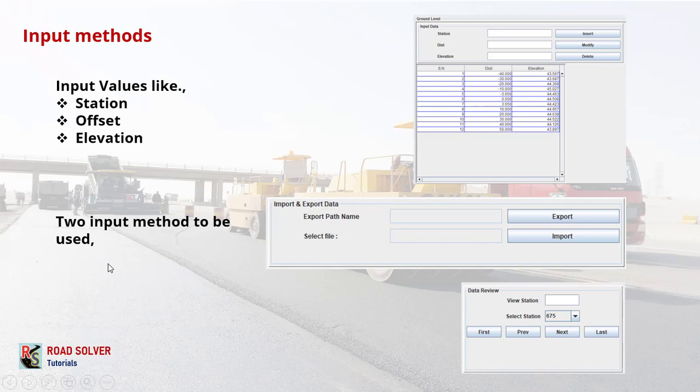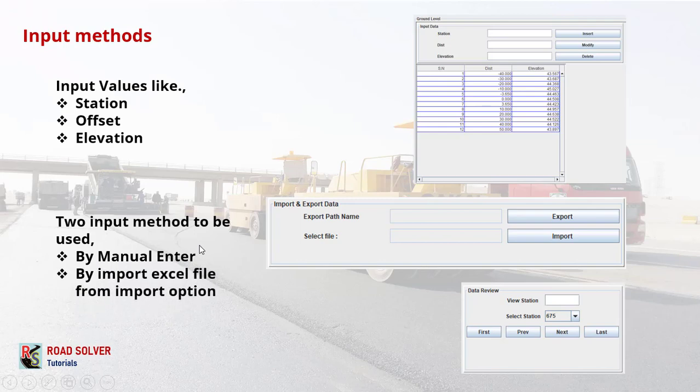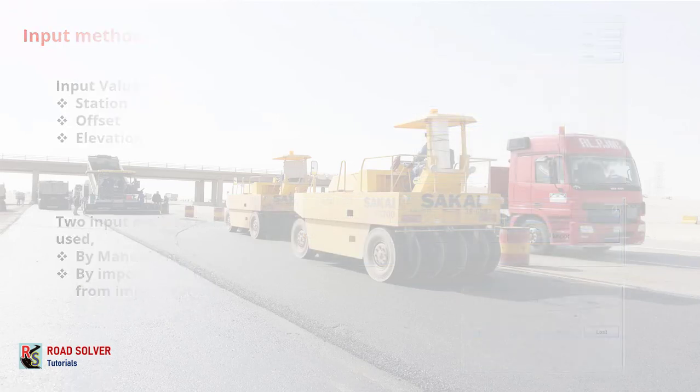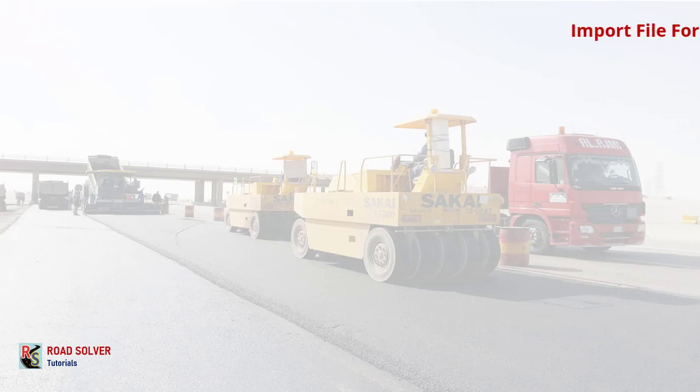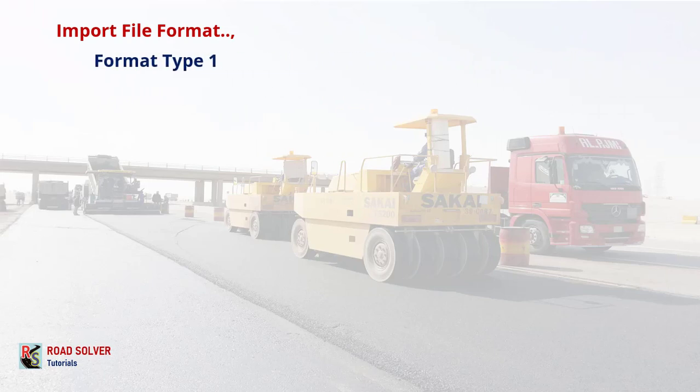There are two types of input method used in the ground level: one is manual entry, another is import from an Excel file. These are the two types of inputs used in ground levels. First we will check how to make the import file format. There are two format types: format type 1 and format type 2.